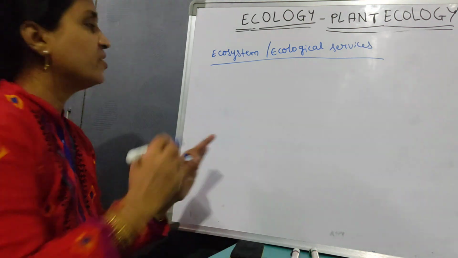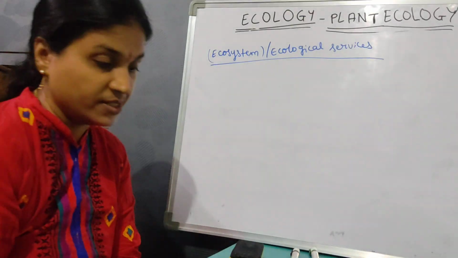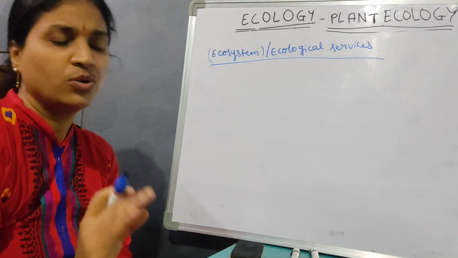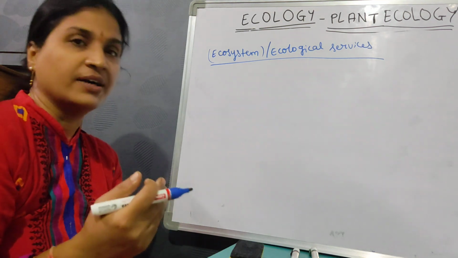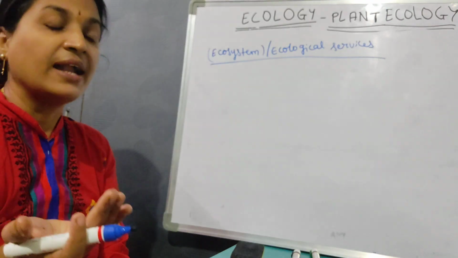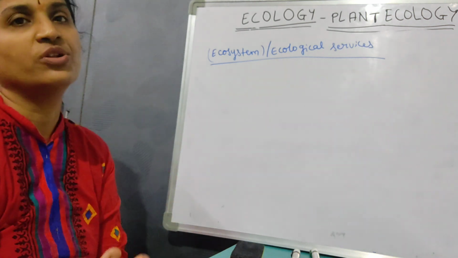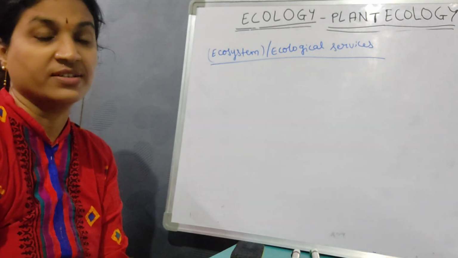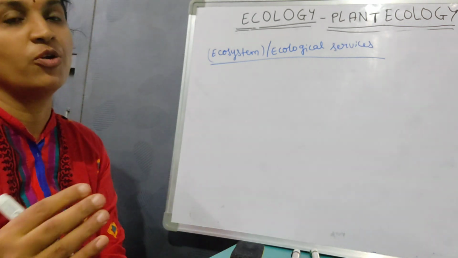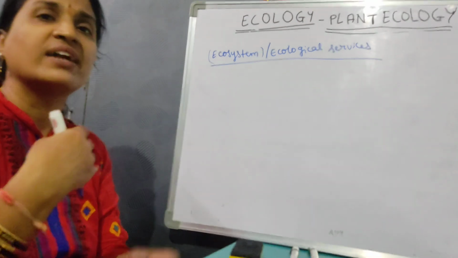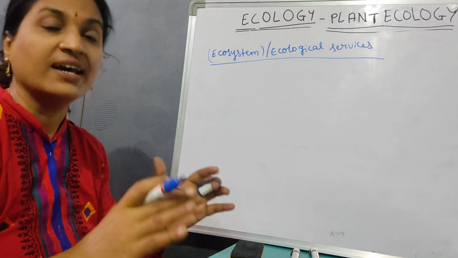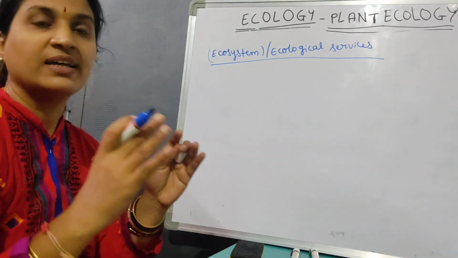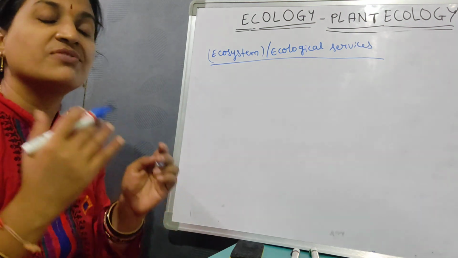Before going into services, let us know what is an ecosystem. Ecosystem is the functional unit of nature, where the living organisms are interdependent on the physical environment. Physical environment means abiotic factors. The living organisms are the biotic factors. So these biotic and abiotic factors are interdependent on each other. Wherever this interdependence is happening in a particular area, that area is called the ecosystem.